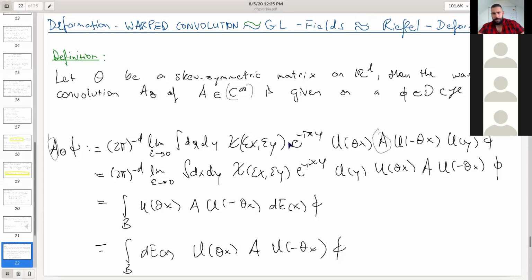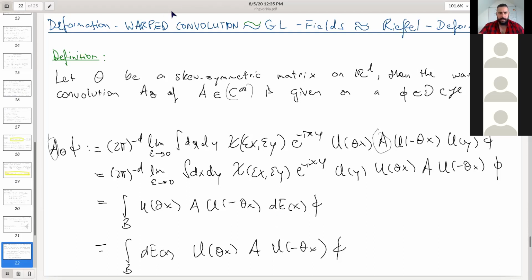Okay. So you take the deformation of this operator A, the warped deformation of an operator A is given by the adjoint action of U(theta x) A U(-theta x), and then you multiply that with U(y) and integrate over e^{-ixy}. This corresponds to taking the spectral representation of an operator U, or the generator of the operator U, doing the adjoint action, and then taking the spectral measure integral over it.